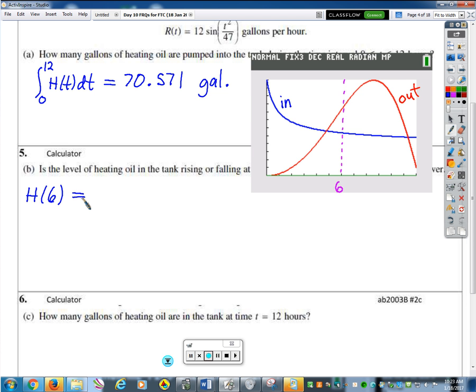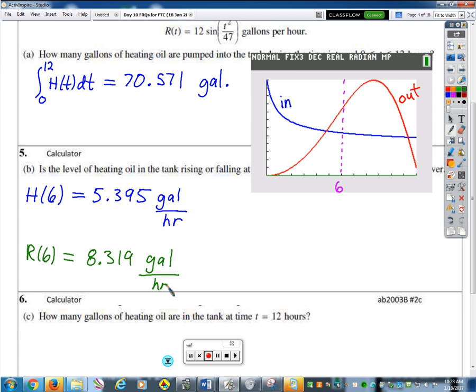Somebody did it on their calculator, just raise your hand. What was that number again? Go ahead, Deborah. 5.5. And Deborah, what would the units be? Not quite. This one's a rate, so, yeah, my bad, sorry. 3 points for Deborah. Questions? Then as Sarah said, you go find R of 6. Similarly on your calculator, somebody raise your hand and tell me what you got. Sydney? 8.319. 8.319 units, Sydney?